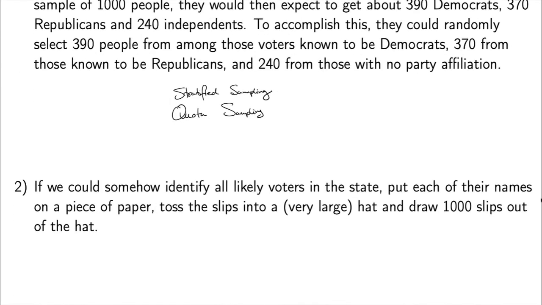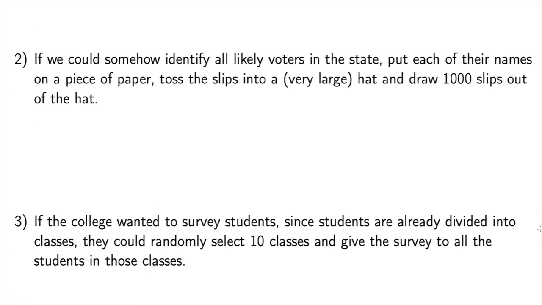All right, let's look at our next one. If we could somehow identify all the likely voters in the state, put each of their names on a piece of paper, and toss the slips into a very large hat, and then draw 1,000 slips out of the hat. Okay, that would be our sample. Well, we've got our voters, but we're not separating them by groups at all. So that takes out our stratified, quota, and cluster sampling. And we're not saying, oh, I'm going to pick every 5th person or something like that. So it's not systematic. This is just completely random, right? Everyone's got the same chance of being picked. And so this is a simple random sample.